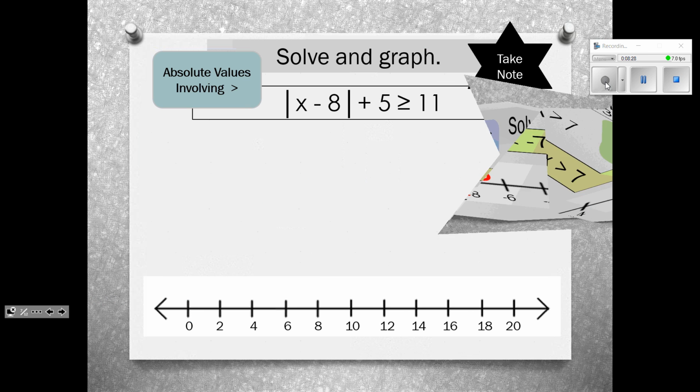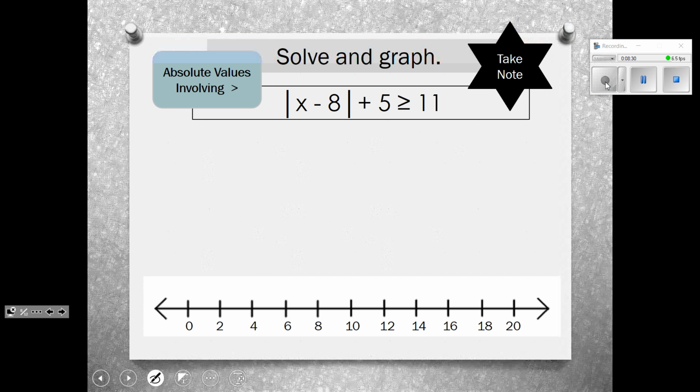Okay, look at another example here. In this one, we have a greater than or a more. So we know we're going to have our two "or" statements. The absolute value is not by itself. So the first thing we need to do is isolate it. So we're going to subtract 5 on both sides. That gives us the absolute value of x minus 8 is greater than or equal to 6.